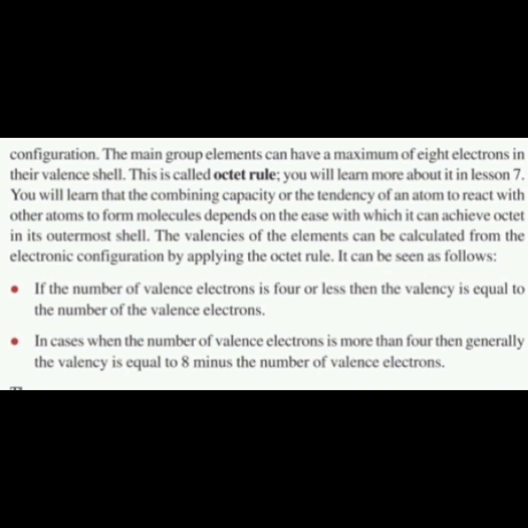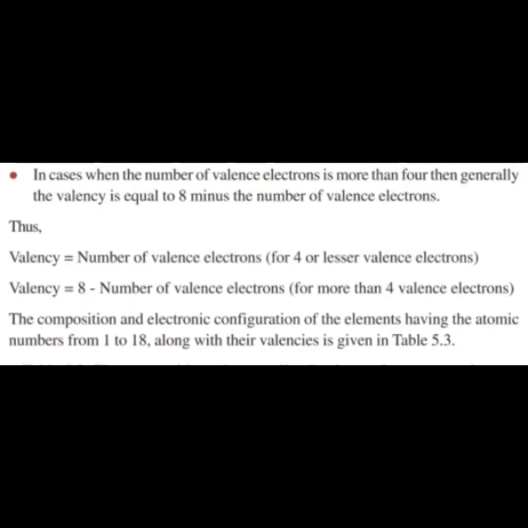Now the second one: in case the number of valence electrons is more than 4, then generally the valency is equal to 8 minus the number of valence electrons. So if the valence electrons are more than 4, the valency is considered to be equal to 8 minus the number of valence electrons.